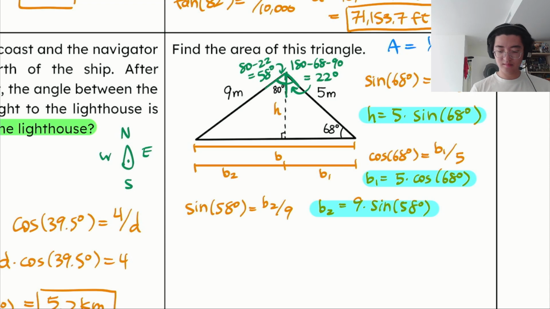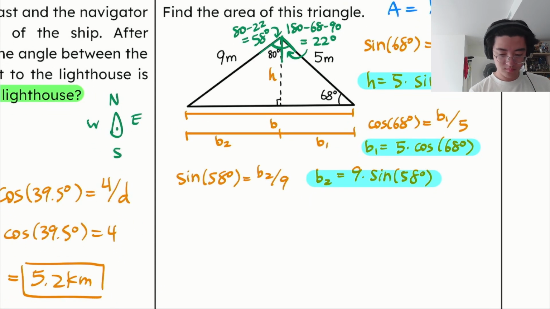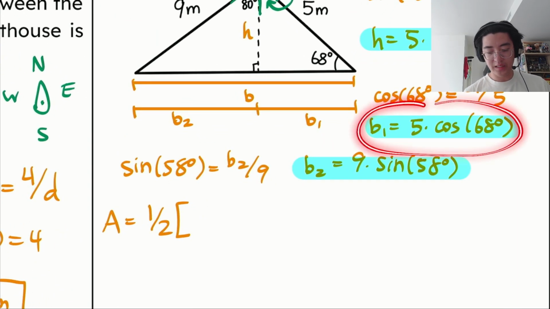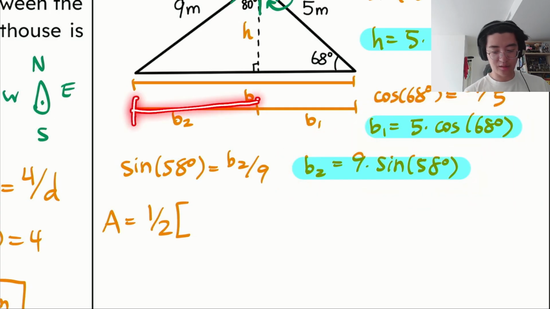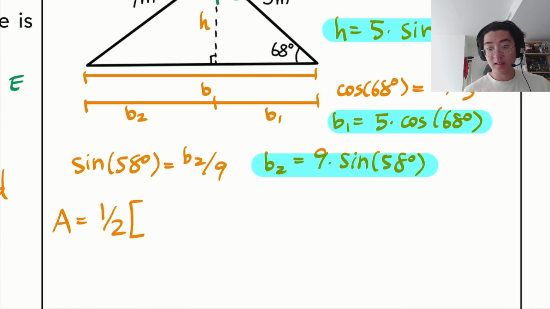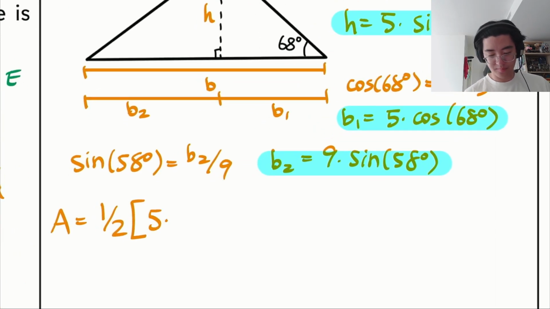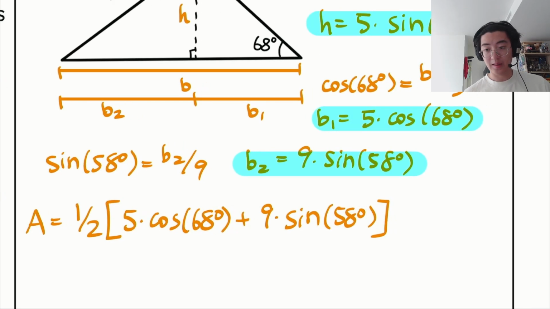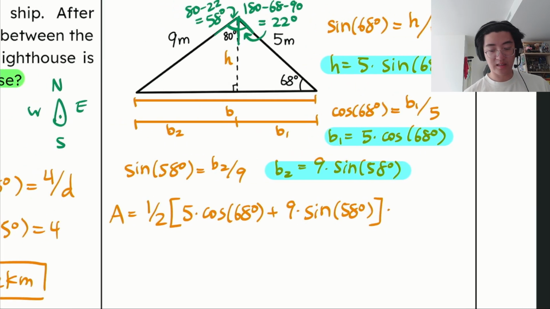So the area of a triangle is 1 over 2 times the base. We know the base is B1 and B2 added together, those two added together for the big base here. So we have B1 and B2. Again, notice how I'm using exact numbers. I'm not rounding anything. So that's the base here, times the height, the height which we found was this.